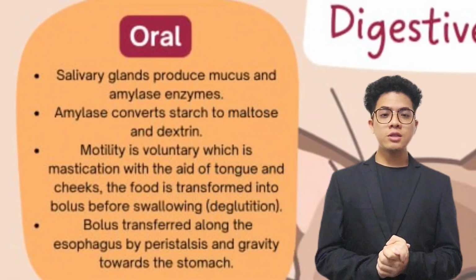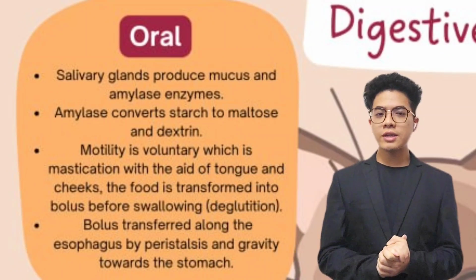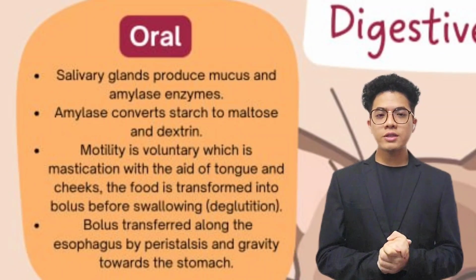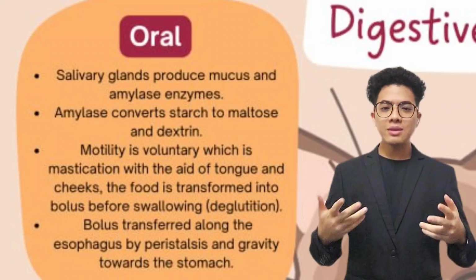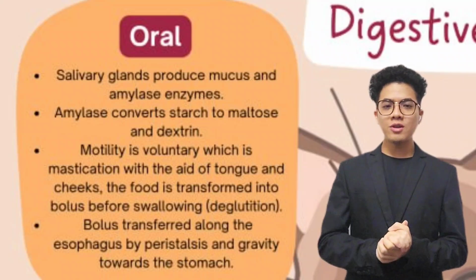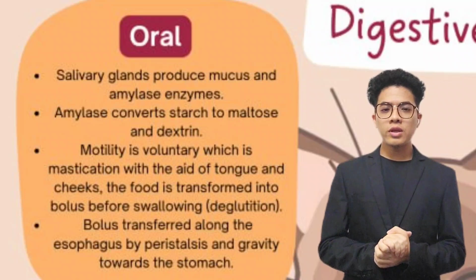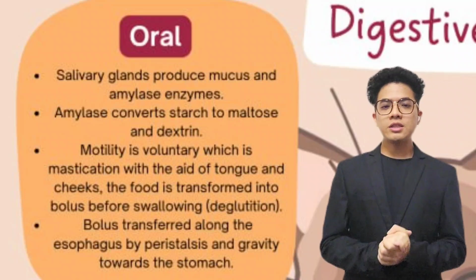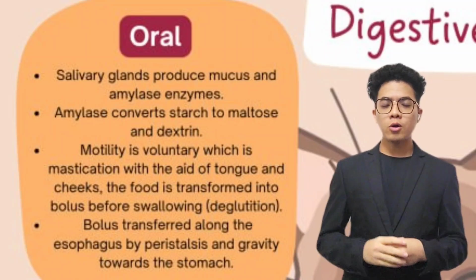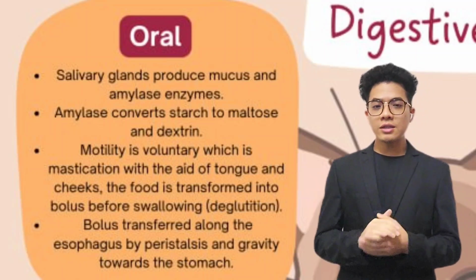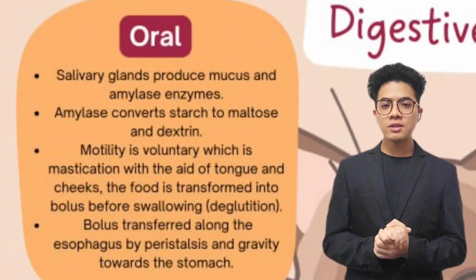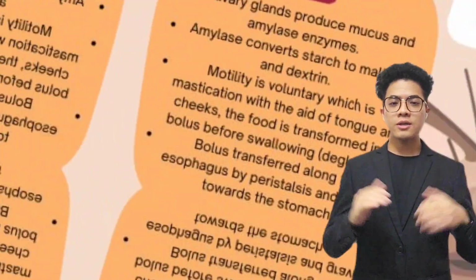The oral cavity consists of salivary glands, which produce mucus and the enzyme amylase. Amylase converts starch to maltose and dextrin. The motility of the oral cavity is voluntary, which is mastication with the aid of the tongue and cheeks. The food is transformed into a bolus before being swallowed, also known as deglutition. The bolus is then transferred along the esophagus by peristalsis and gravity towards the stomach.